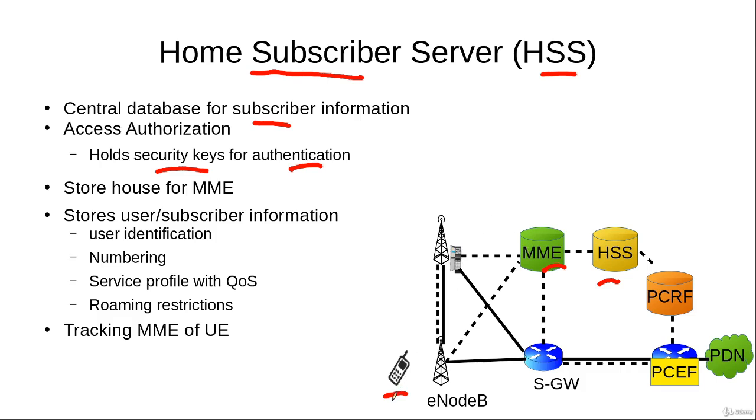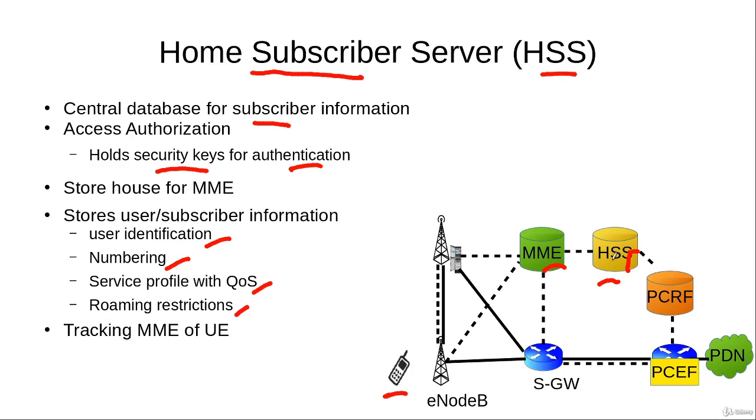And once the authentication is complete and the user equipment registers itself with the MME, a part of the data related to this user is downloaded from the HSS into the MME. And what is the information related to a user that is stored in the HSS? It is the information about the identification of a user, its number, what are the services that this user can use and with what quality of service, and if there are any roaming restrictions on this user. For example, this user may not be allowed to roam in certain tracking areas.